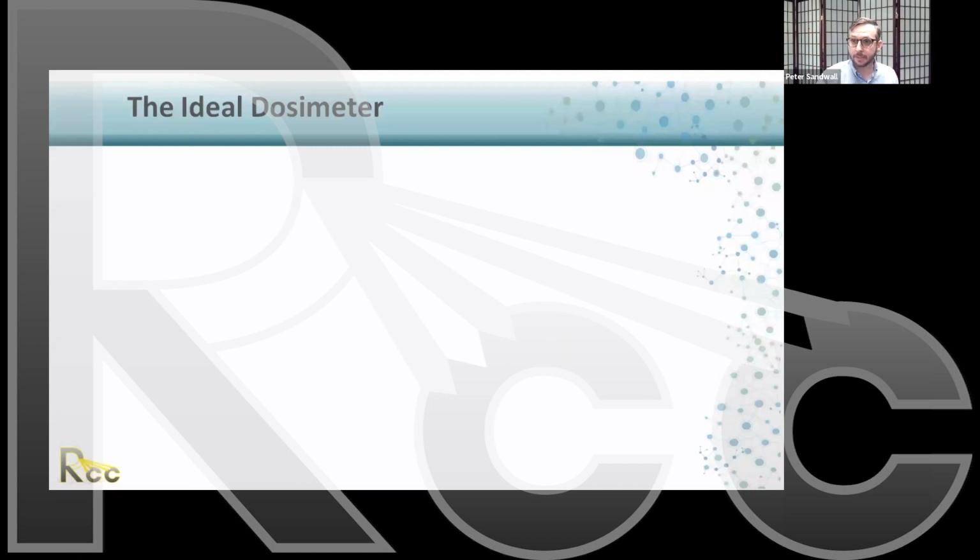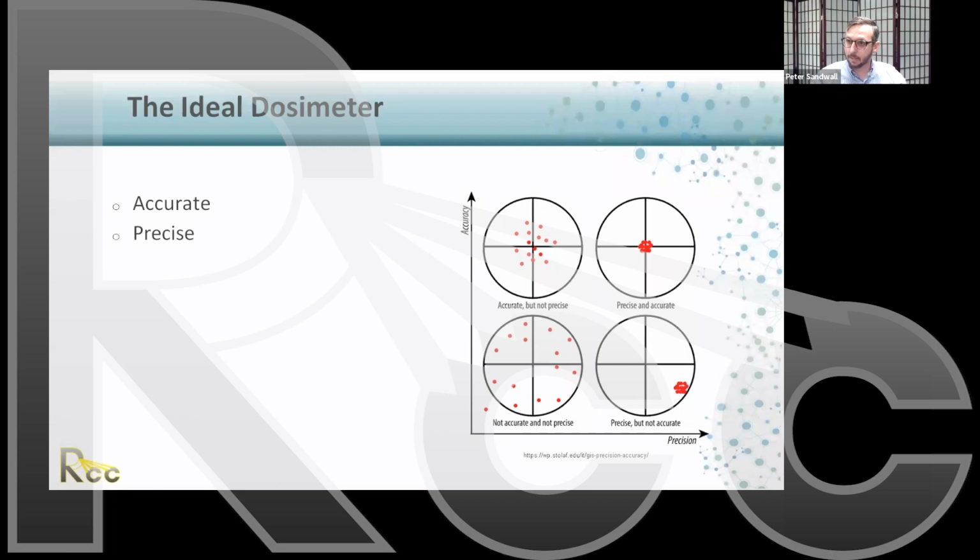So the ideal dosimeter should be accurate and it should be precise. We've probably all seen this kind of chart before. There's a difference between accuracy and precision. Precise and accurate is dead on the bullseye all the time. Precise but inaccurate is reproducible, but off the mark. And the truth is, most dosimeters are precise but not accurate. They have varying degrees of accuracy, but if it's precise but not accurate, that's okay. We can apply correction factors, and that's what we do.